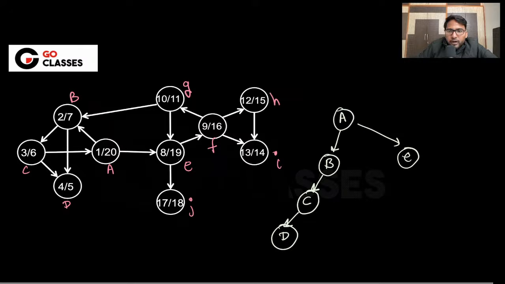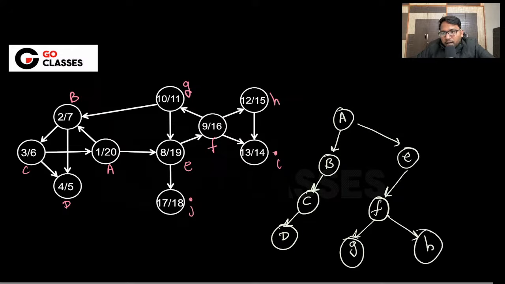Then you are going to F, and from this F, where this is 10, you are going to G. This is G, this is 11, you are backtracking to F, and then you are going to H from this F, then you are going to I, and then you will backtrack at H itself. Then you will backtrack at F, then you are going to E, and then you are going to J.